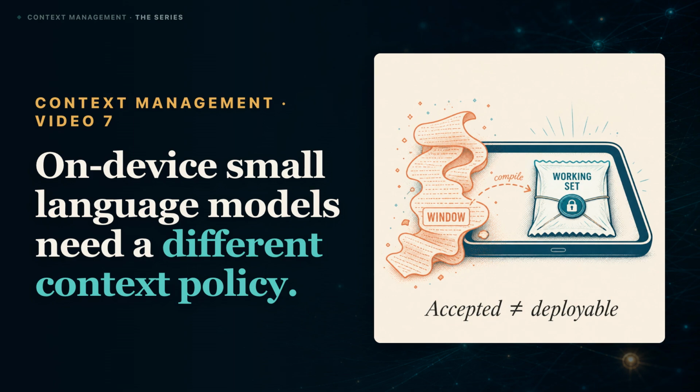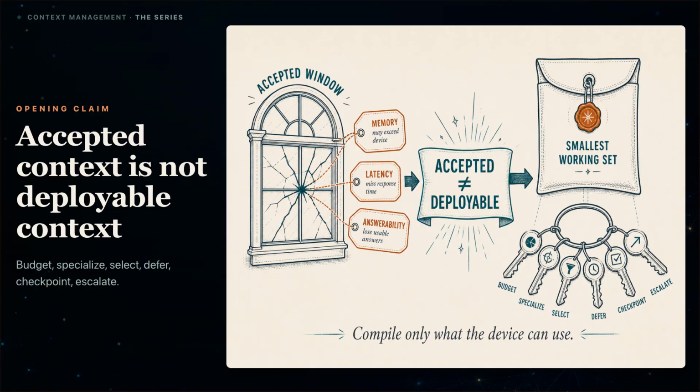On-device small language models need a different context policy. A compact model may advertise a very long context window and still fail much earlier in production. The device may run out of memory, the response may arrive too late, or the model may stop using the information reliably. That is the gap we need to design for. Accepted context is not the same as deployable context.